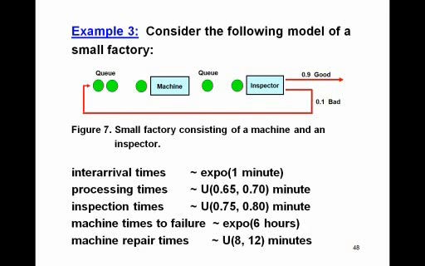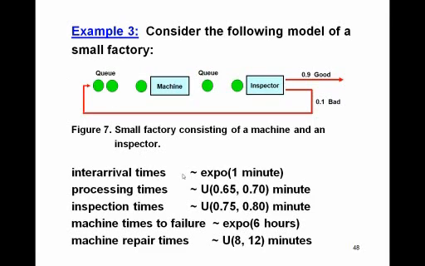Okay, we're now going to go to a second example. Both of these examples and everything I've talked about now can be found in the 12th chapter of my book, Simulation, Modeling, and Analysis. And so here we have a little factory which has a machine and an inspector. And customers arrive over here. They may need to wait in queue.